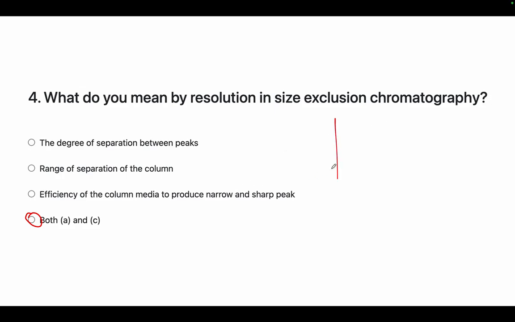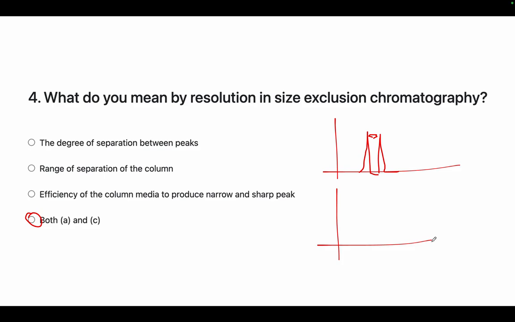Imagine I have a chromatogram like this and I'm getting two peaks like this. Since these two peaks are very sharp, they are well separated from each other. So these samples are not mixed at all. This protein is completely kept in this peak. This protein is completely kept in the other peak.